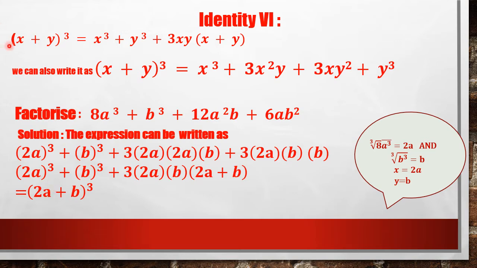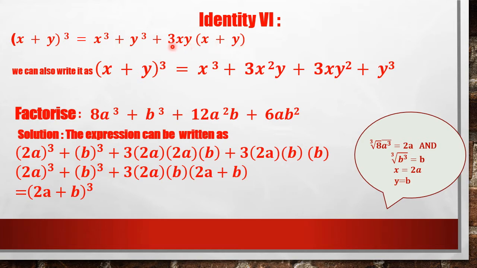Here we are going to take (x plus y) whole cubed is equal to x cubed plus y cubed plus 3xy(x plus y). Now this is one way of expressing this identity, and we also have the other way to express this identity. Here the first two terms, x cubed and y cubed, are as they are. We are just going to distribute this 3xy over (x plus y). That's all we are going to do.